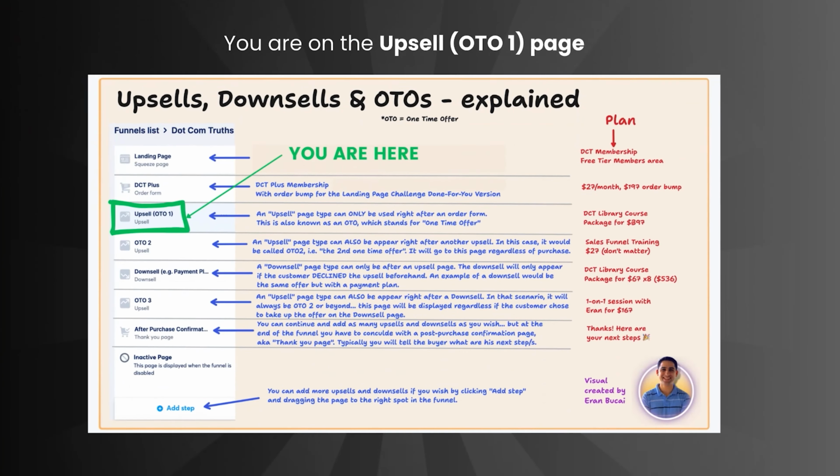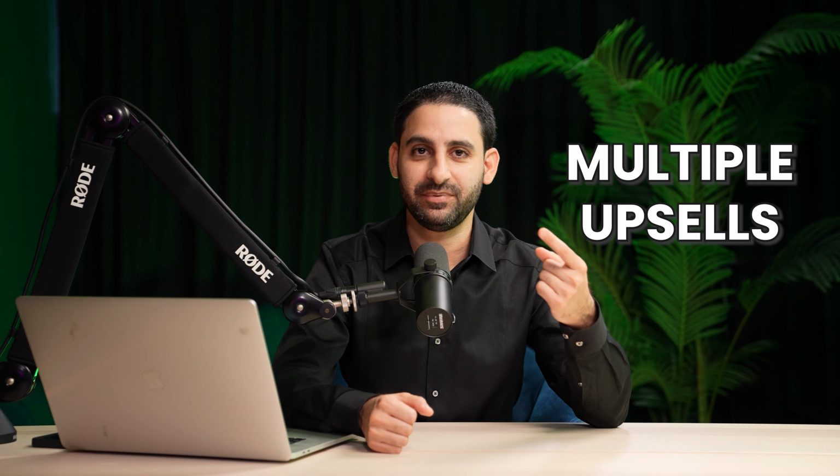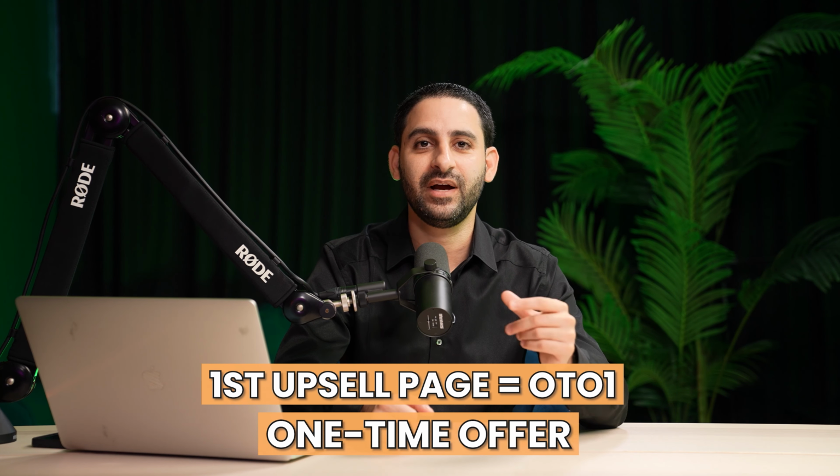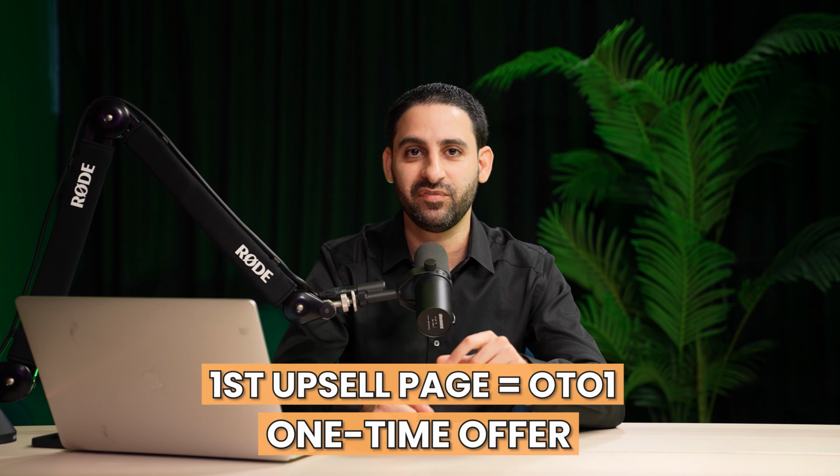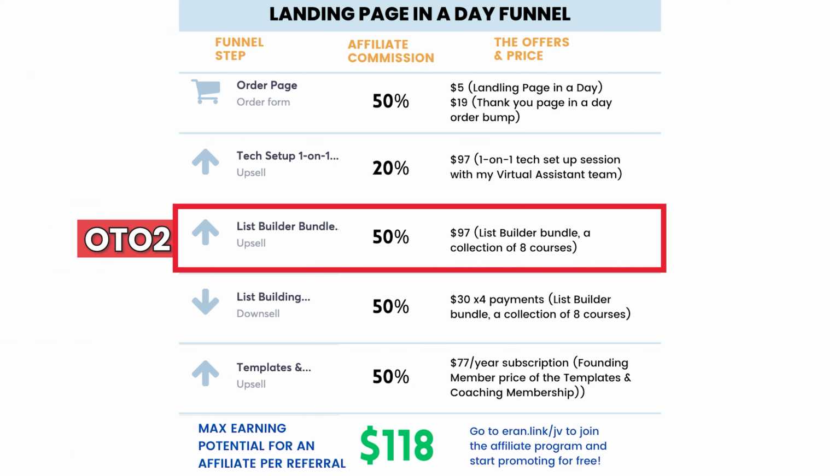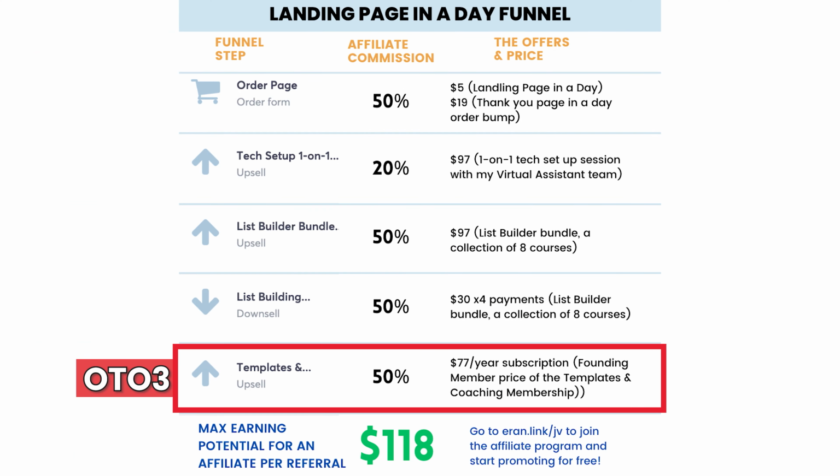Now, you can have one upsell in a sales funnel, or you can have multiple upsells. If you have multiple upsells, we typically call that first upsell page OTO1, one-time offer. OTO stands for one-time offer. So OTO1, OTO2, OTO3, depending on how many upsells you have. Typically, in my funnels, I may have one, I may have four, depending on the funnel that I'm selling, what products I have, I will just add upsells.